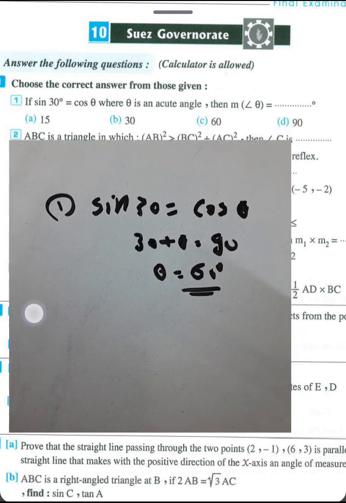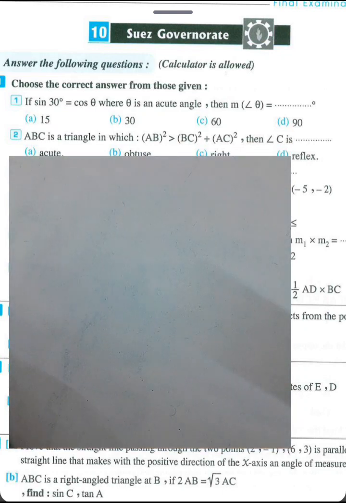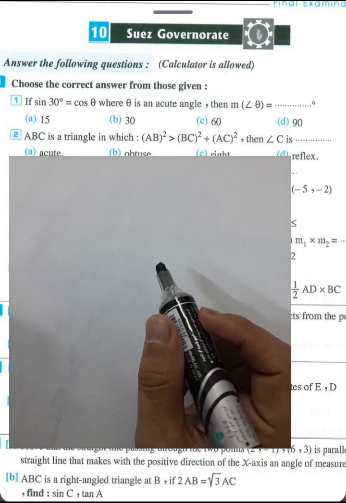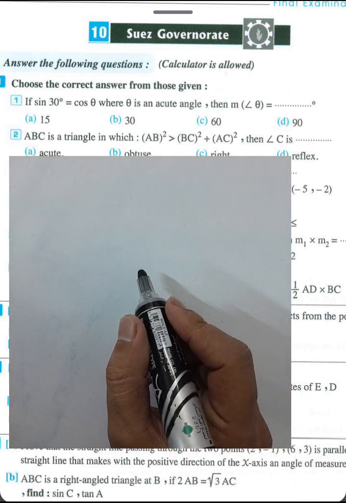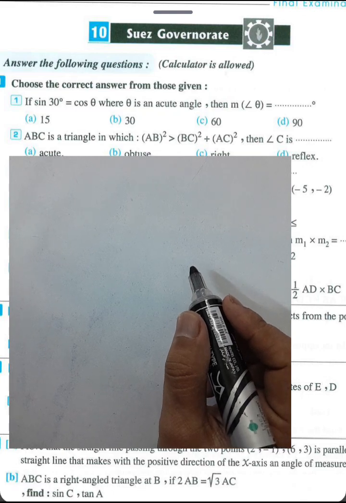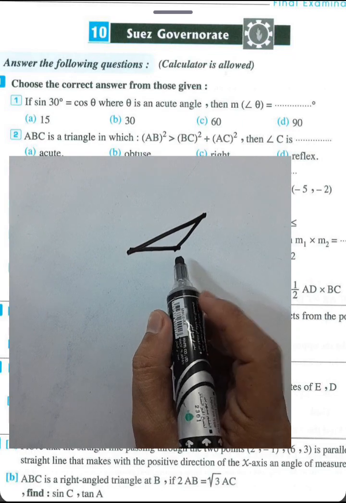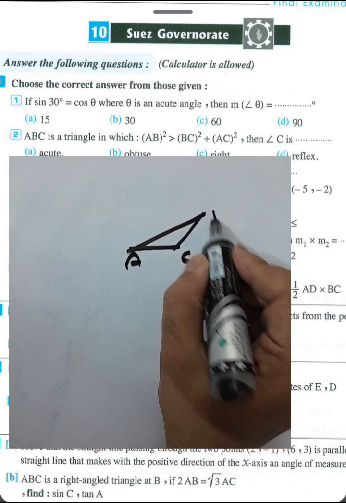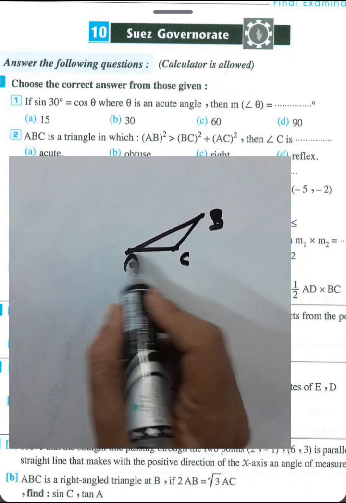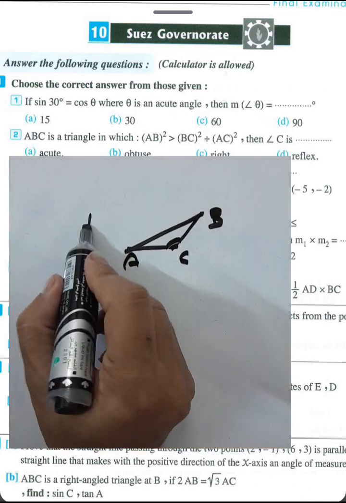Question number 2. ABC is a triangle where AB power 2 is greater than BC power 2 plus AC power 2. Is the measure of angle C greater than 90 degrees? Yes, because it will be obtuse. We have AB power 2 equal to BC power 2 plus AC power 2, then this angle will be obtuse. Choose letter B for question number 2.